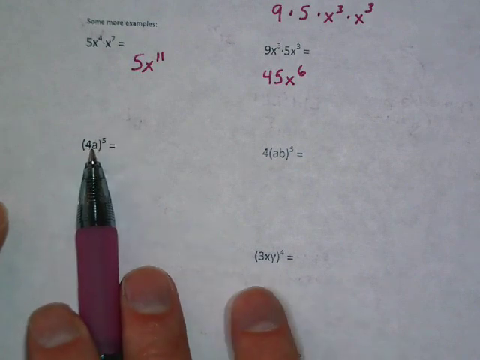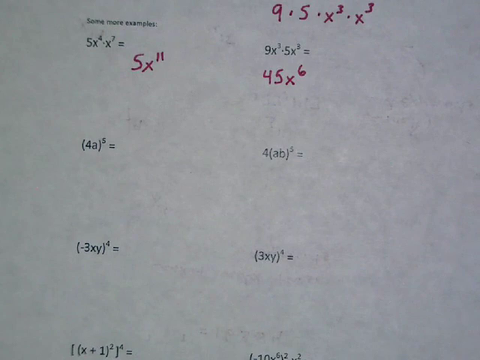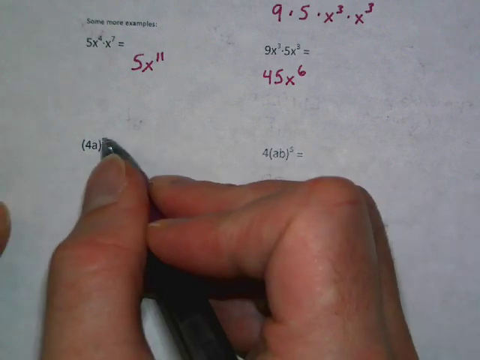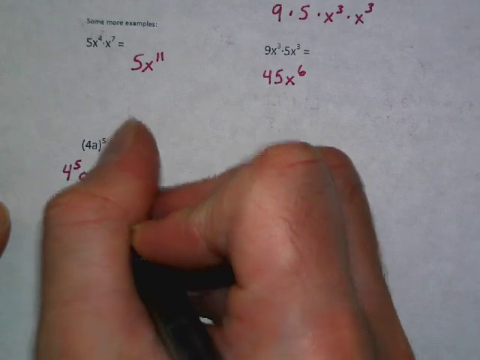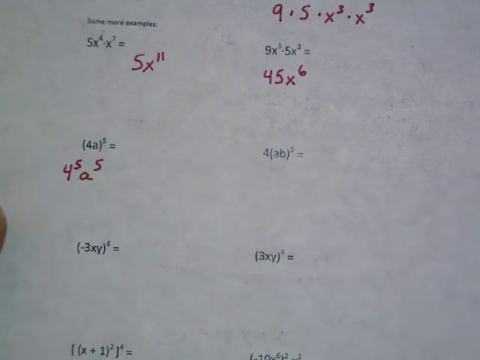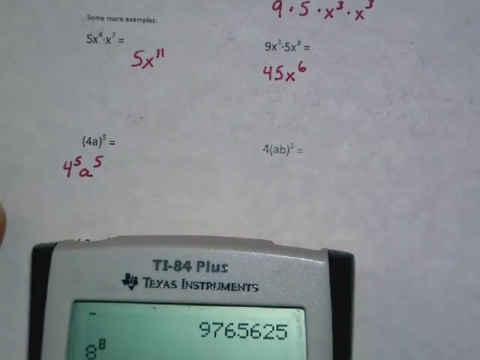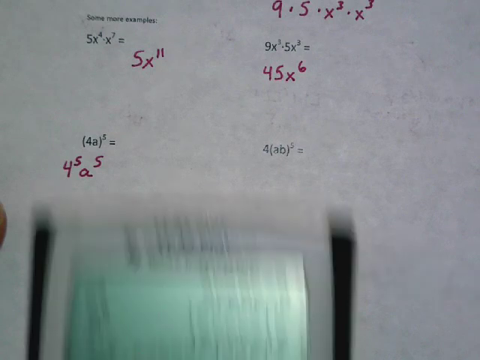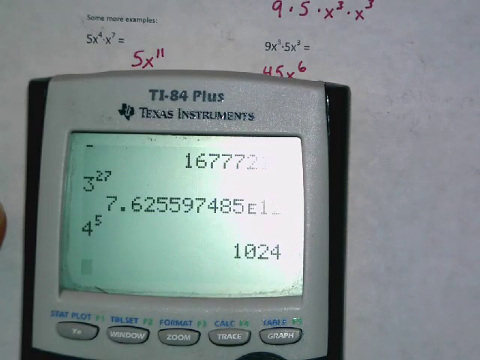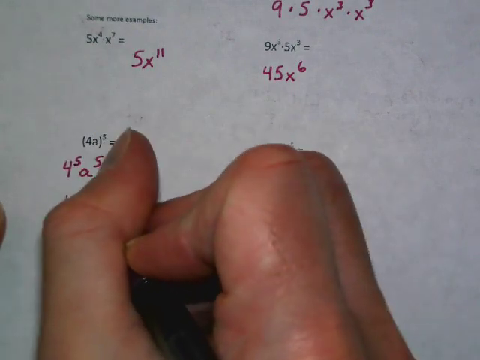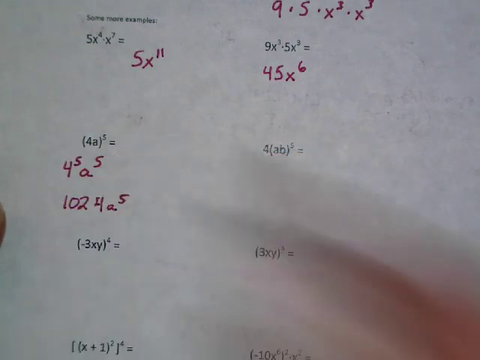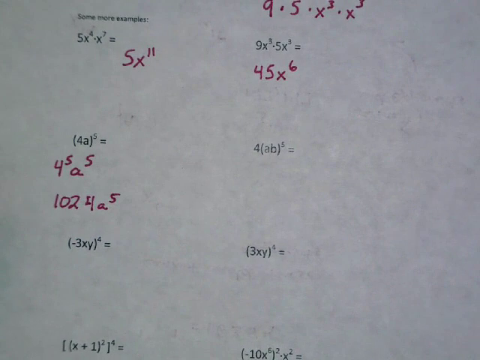Okay, next row. This is your power to a power rule. What is the exponent on both the 4 and the a inside there? 1. So if I multiply that in, 5 times 1, now I have 4 to the 5th, a to the 5th. And then last thing we're going to do is just see what 4 to the 5th is. And it's 1,024. So that would become 1,024 a to the 5th.